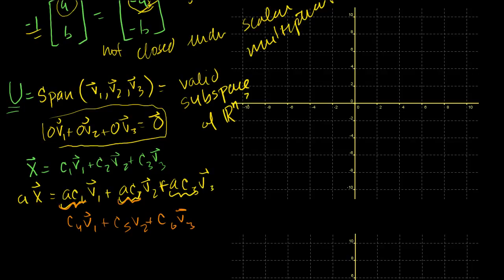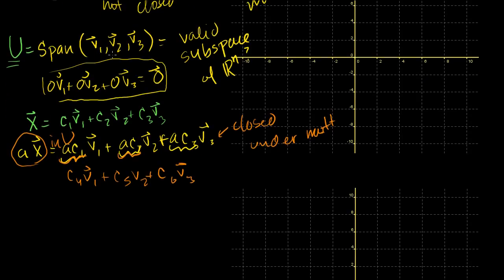So the span is the set of all of the linear combinations of these 3 vectors. Clearly, this is one of the linear combinations, so it's also included in the span. So this is also in U. So it is closed under multiplication. Now we just have to show that it's closed under addition, and then we know that the span of any set of vectors is a valid subspace. I did 3 here, but you can extend it to an arbitrary n number of vectors.